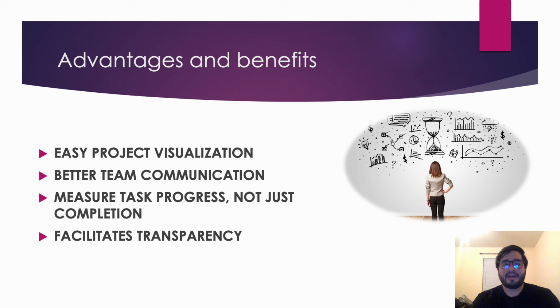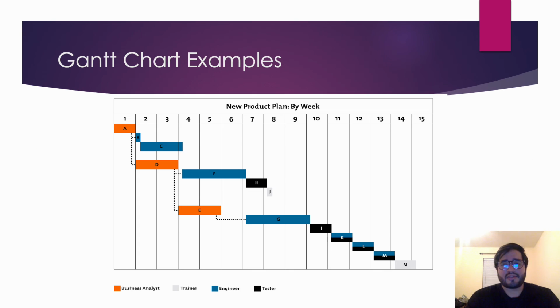And number four, it facilitates transparency. A properly maintained Gantt chart will make it very clear which workers or aspects of your project are excelling or stalling. This can help management make effective decisions about where to allocate extra attention and resources to keep things running smoothly.